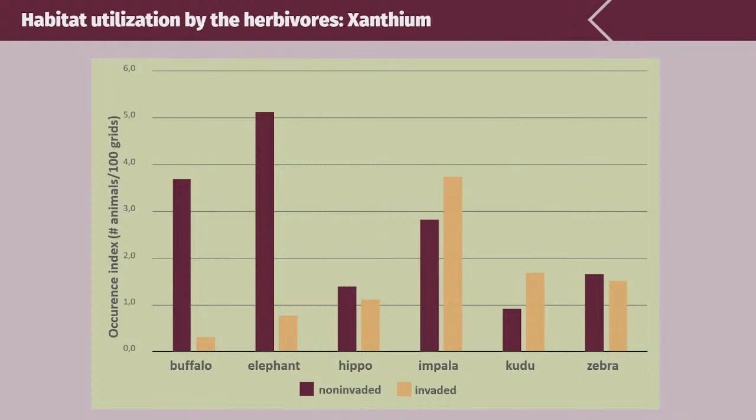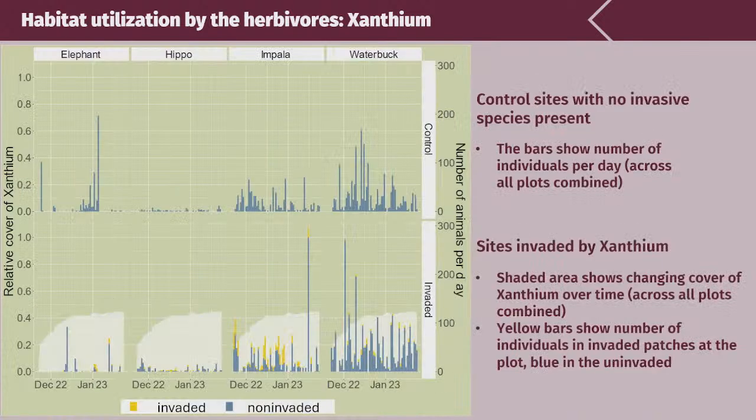We can see that hippos, impalas, kudu, zebra, they don't really make any difference, or they don't differentiate between whether the habitat is invaded or uninvaded. Buffalo and elephant really tend to avoid Xanthium. And this is basically the same thing, although it's done on more coarse data, but I wanted to show it because it does have waterbuck.